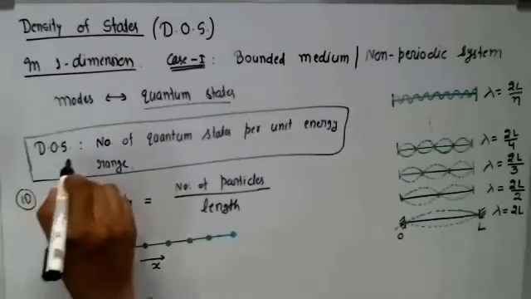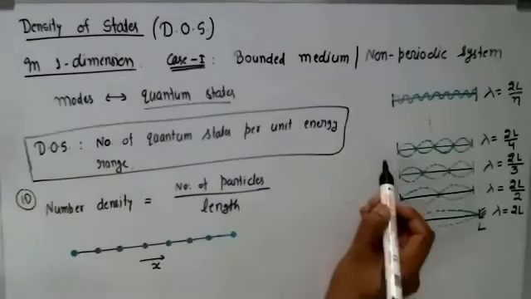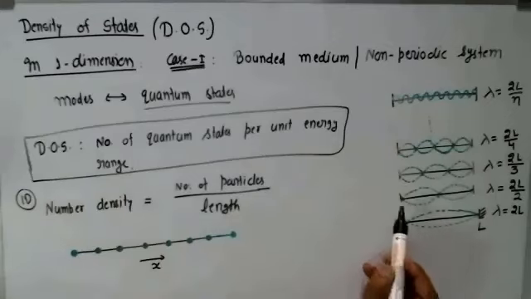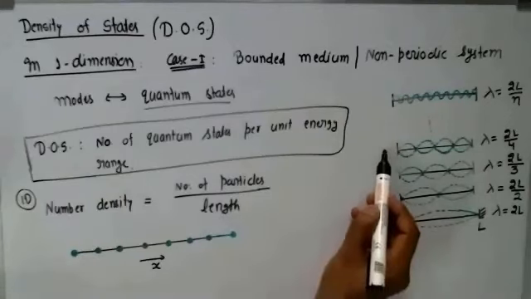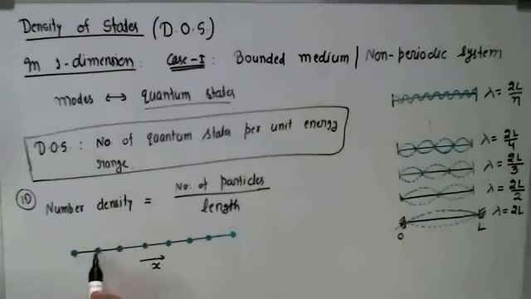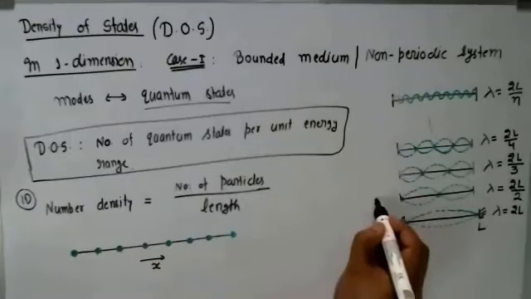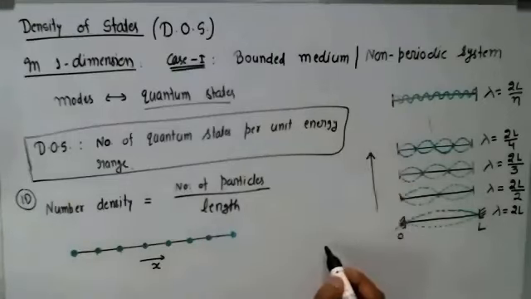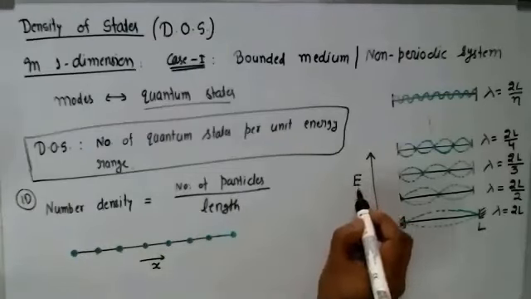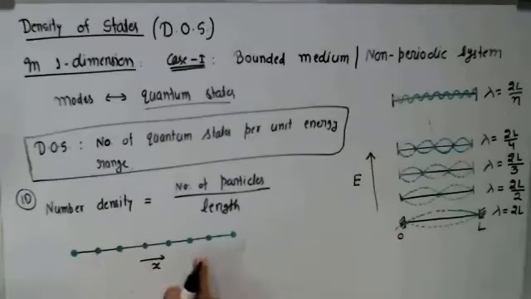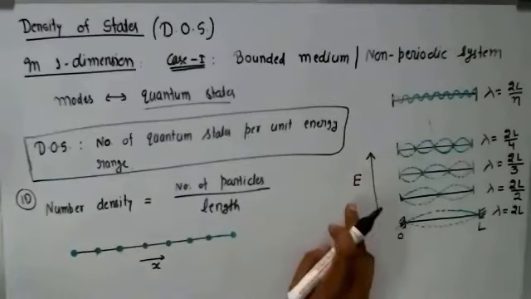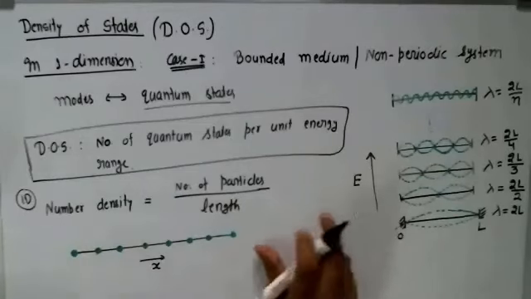But in the case of density of states, you count the number of states. Now see, this is the first state, second state, third state, and fourth state, like a first bead, second bead, third bead. So you count the number of states here. But what is the variable here? Energy. In the case of beads, what is the variable? Length. And in the case of quantum states, what is the variable? Energy. It is very analogous, very similar.